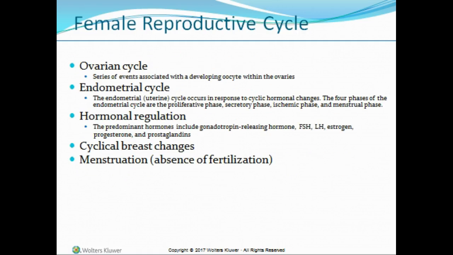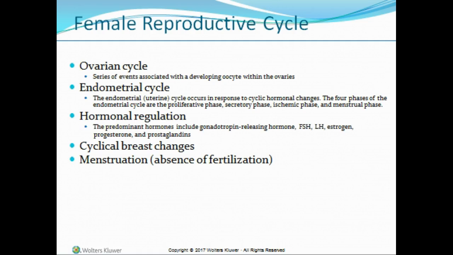This is the female reproductive cycle. We have the ovarian cycle and the endometrial cycle. The ovarian cycle is a series of events associated with the developing oocyte or egg within the ovaries. The endometrial or uterine cycle occurs in response to cyclic hormonal changes. The four phases of the endometrial cycle are the proliferative phase, the secretory phase, the ischemic phase, and the menstrual phase. Hormonal regulation: the predominant hormones include gonadotropin releasing hormone, FSH, LH, estrogen, progesterone, and prostaglandins.